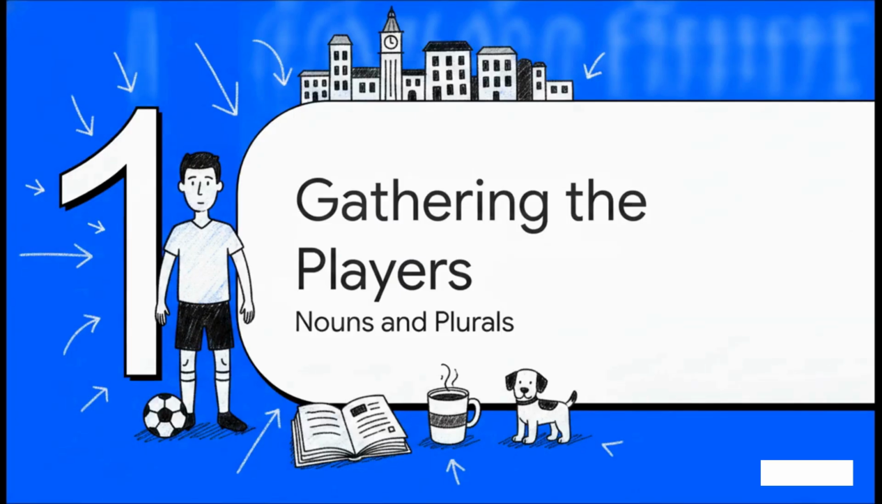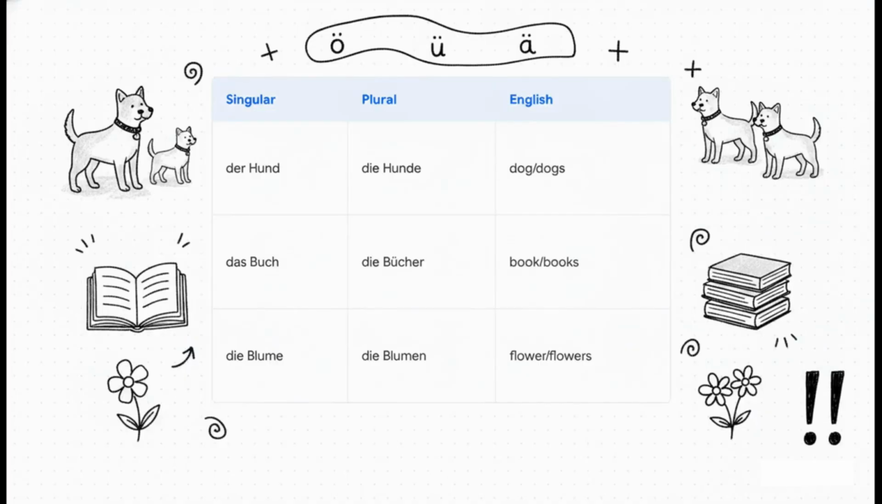Section 1, gathering the players, focusing on nouns, articles, and plurals. Before we can really play the game, we need to meet the players on our field. And in German grammar, our players are the nouns. The people, the places, the things. Listen, if you take away absolutely nothing else from this first section, let it be this. You must always learn a German noun with its singular article and its plural form together. It's absolutely crucial. Don't just memorize Hund for dog. Learn der Hund, die Hunde. Don't just learn Buch. Learn das Buch, die Bücher.